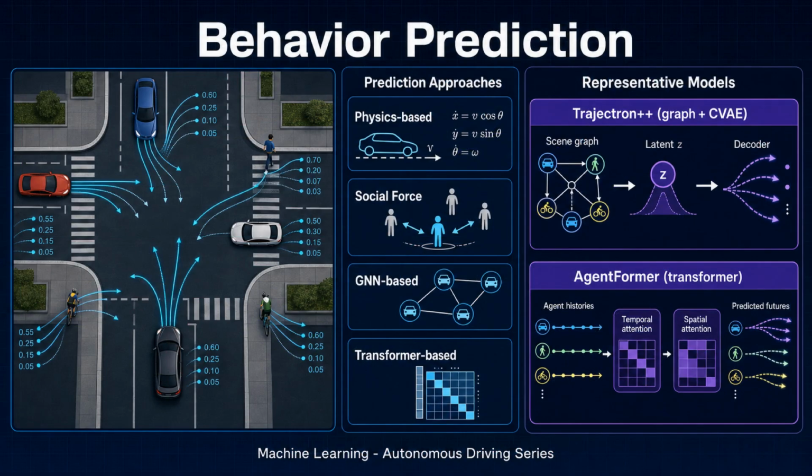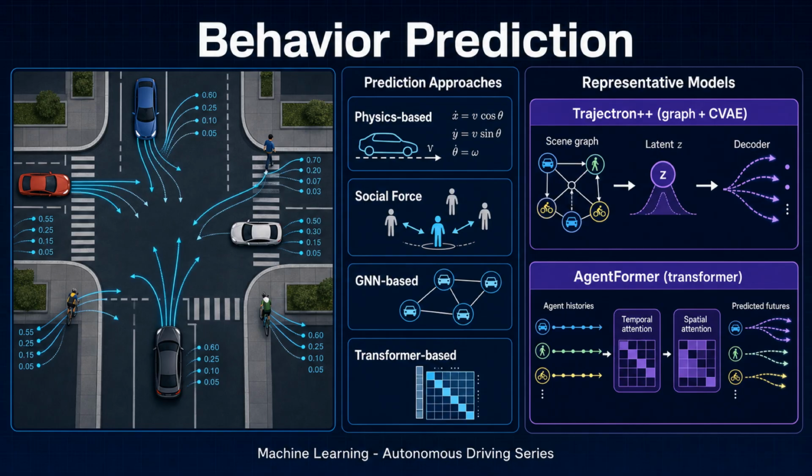Predicting what other road users will do is one of the hardest problems in autonomous driving. Physics-based models use kinematic equations, assuming constant velocity or acceleration. They work for short horizons, but fail to capture human intent. Social force models add interaction effects, modeling how pedestrians influence each other's movement. Graph neural networks revolutionized this field by representing traffic scenes as graphs, where vehicles and pedestrians are nodes and their interactions are edges. This naturally captures who influences whom.